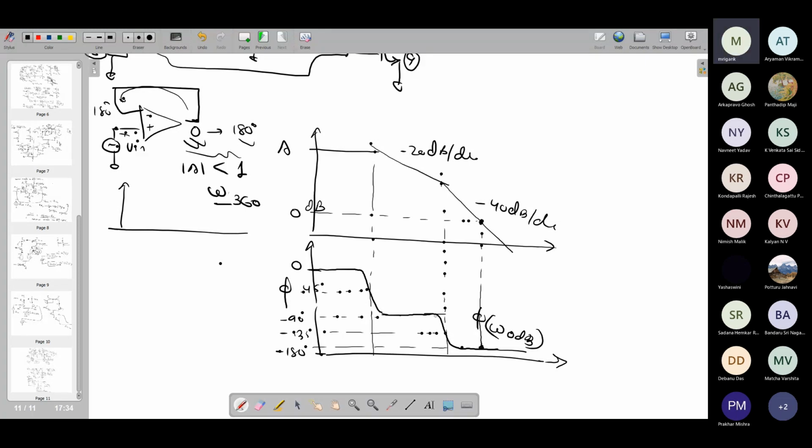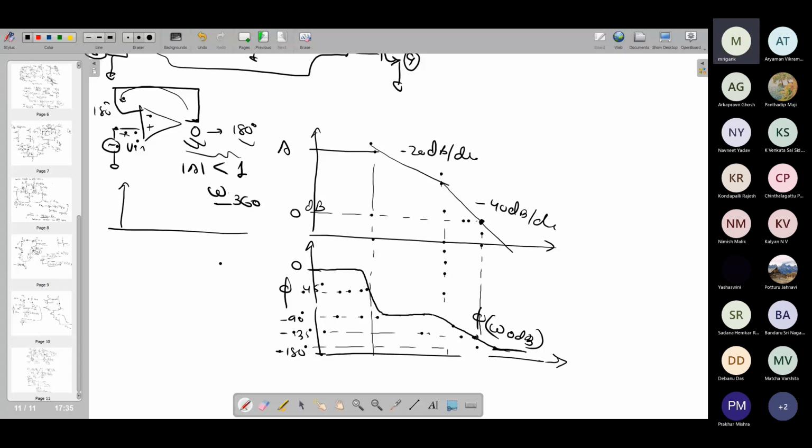So suppose the phase plot, I'm drawing an imaginary phase plot in this case, was something like this, and at omega equals 0 dB, your phase over here has reached, say, 135 degree. So if it has reached only 135 degree, then how much additional margin do you have at this omega 0 dB so that the system remains stable?